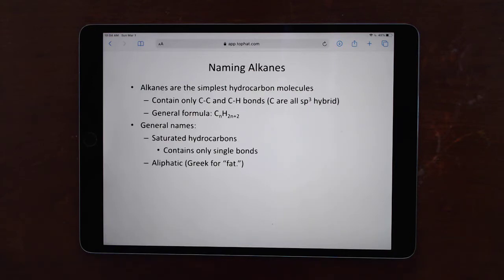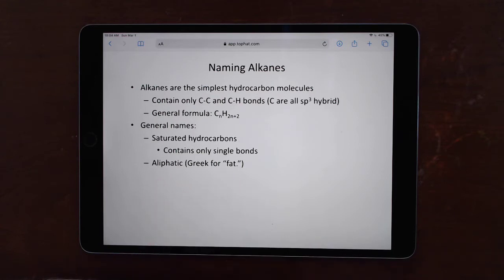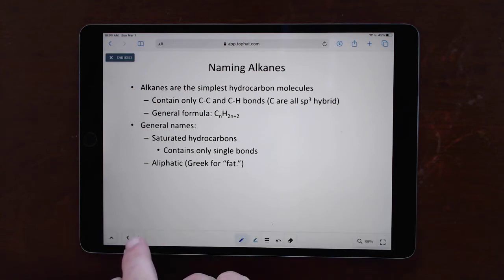Okay. So you'll sometimes hear alkanes called saturated, and that just means that they have the maximum number of hydrogens. Every once in a while you hear it called aliphatic, and that just means fat, because if things are greasy, fatty molecules, they have a lot of these alkanes as part of them. So you don't hear that all that often anymore, but sometimes it pops up.